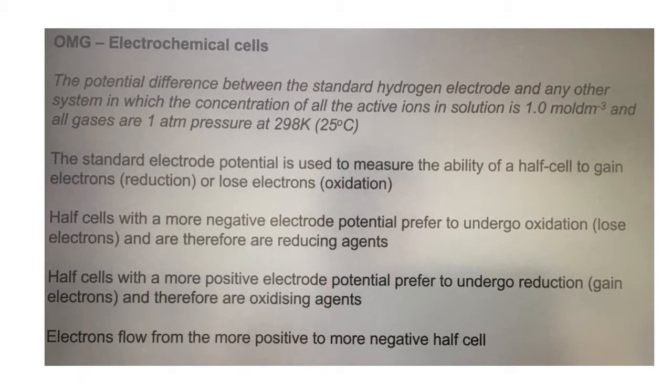Half cells with more positive electrode potentials prefer to undergo reduction and therefore act as oxidizing agents. So I'm thinking of elements that want electrons here. Think of fluorine, chlorine, bromine, iodine, oxygen. They all want to gain electrons in reactions. And finally, my electrons will move from the more negative electrode potential to the more positive electrode potential.